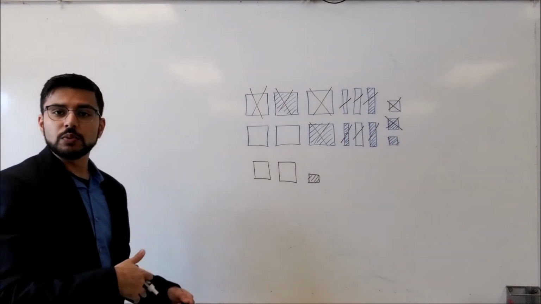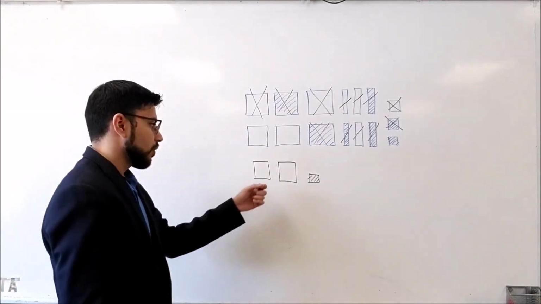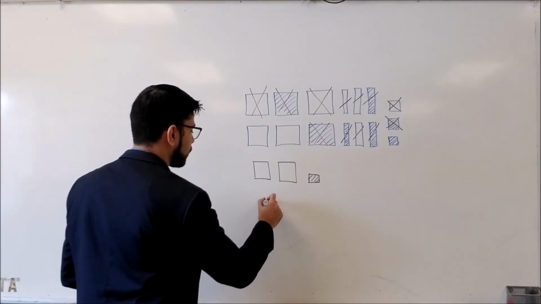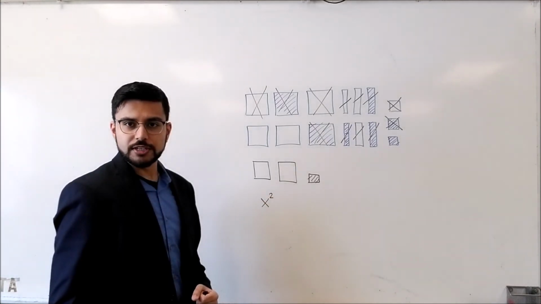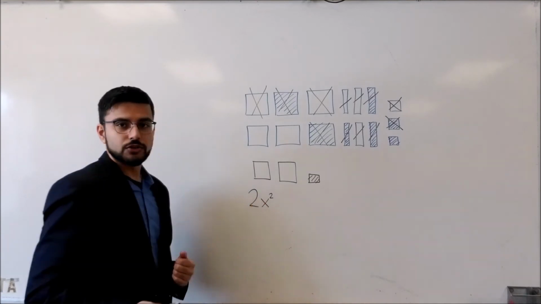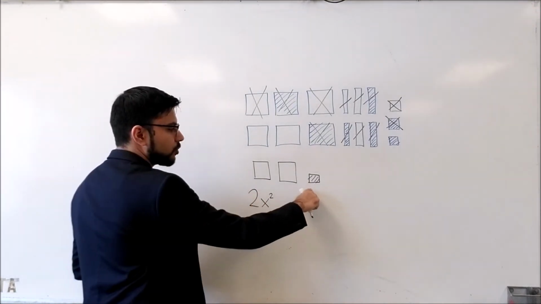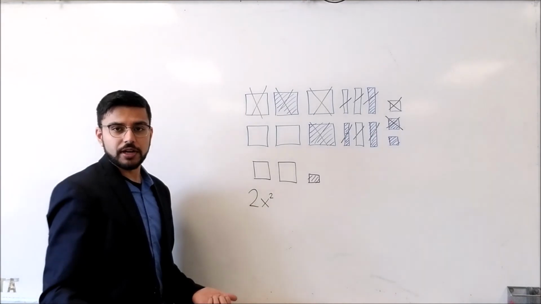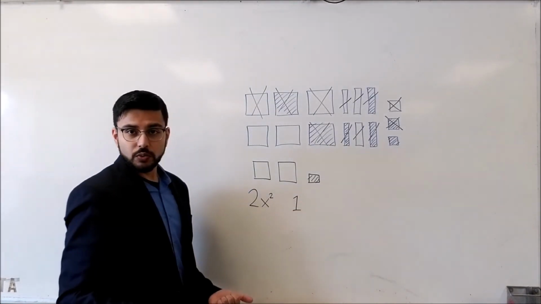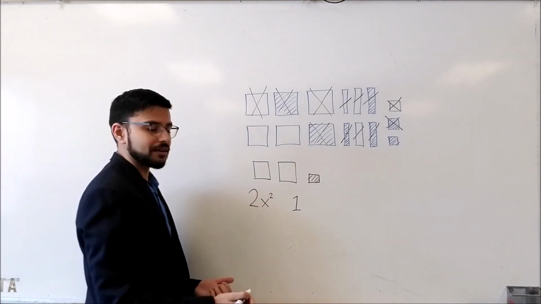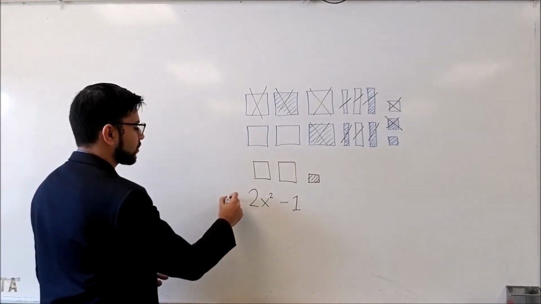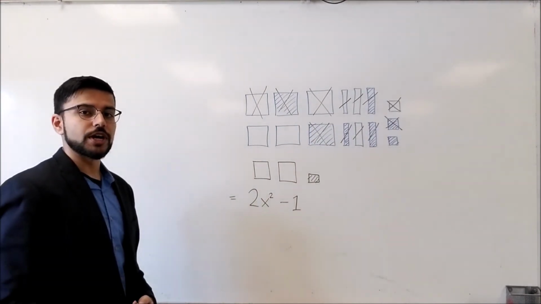To make more sense of it though, we can convert it back into a polynomial. Remember, the big ones are going to be a squared variable, x squared for example, and I have 2 of them, so I'm going to say 2x squared. My unit is always going to be equal to 1 depending on how many I have. I only have 1, so I'm only going to write 1, and it's shaded, so it must be negative. So my final solution is 2x squared minus 1.